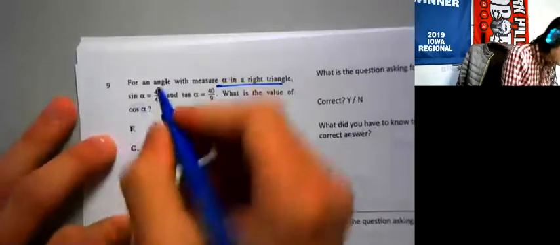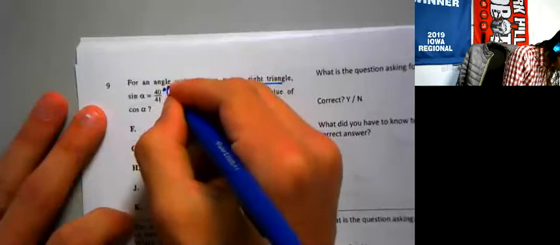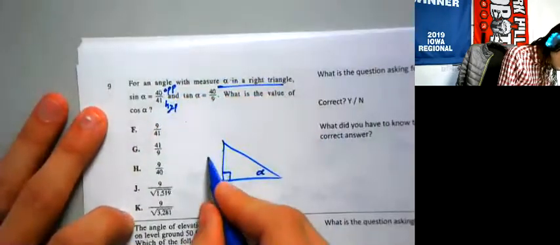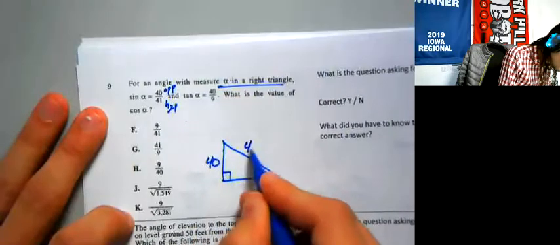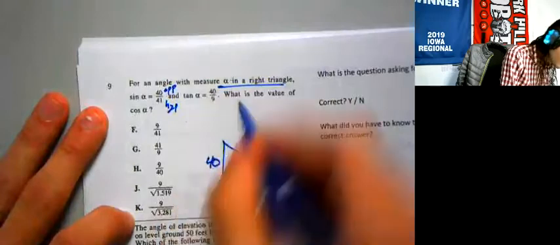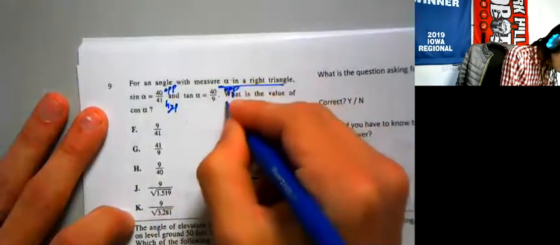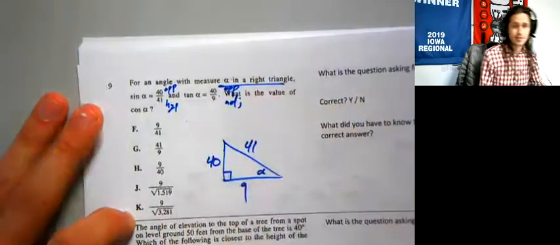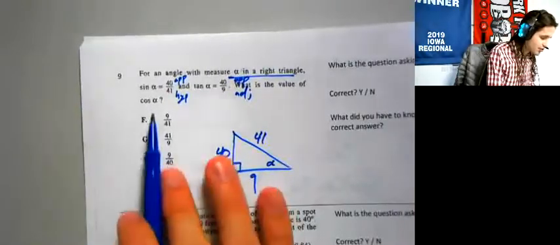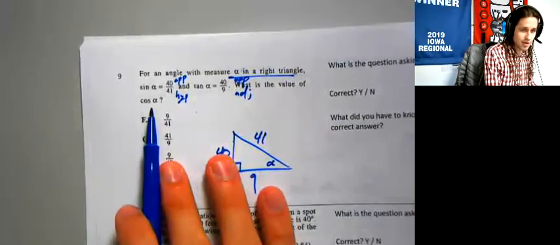Okay, well, sine is opposite over hypotenuse. And tangent is opposite over adjacent. Nice. I know all the sides of the triangle now. What's the value of cosine? Cosine is adjacent over hypotenuse. 9 over 41.